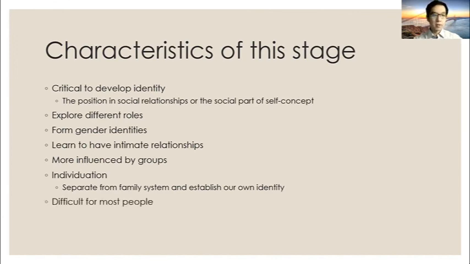And it is difficult for most people because it's not easy to find the position in the social relationship. It's not easy to be part of a larger society. So before this stage, before adolescence, children just think about their own stuff. They just think about how to interact with parents. That's it. That's their world. Their world is really small, but starting from adolescence, their world becomes really, really large because they are trying to assimilate into the whole society. That situation makes it really complex and challenging.